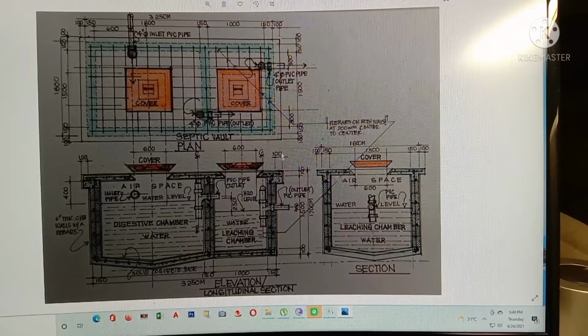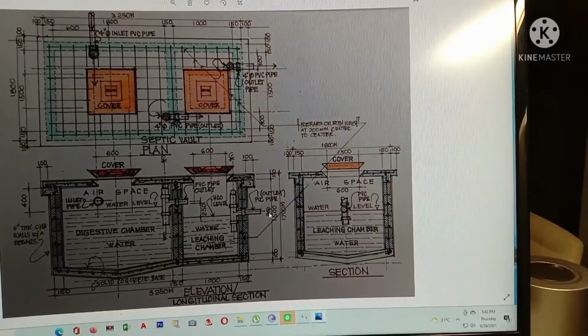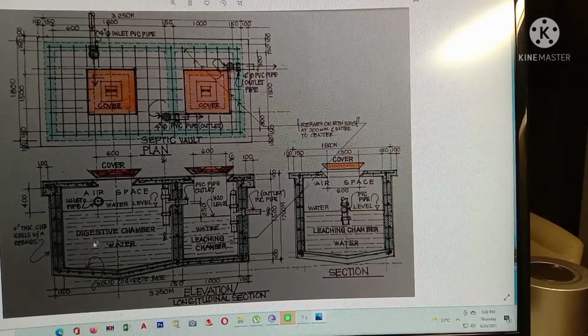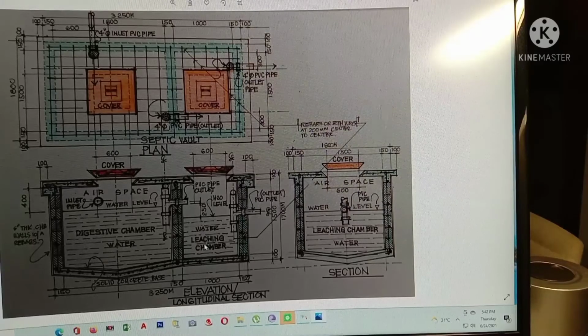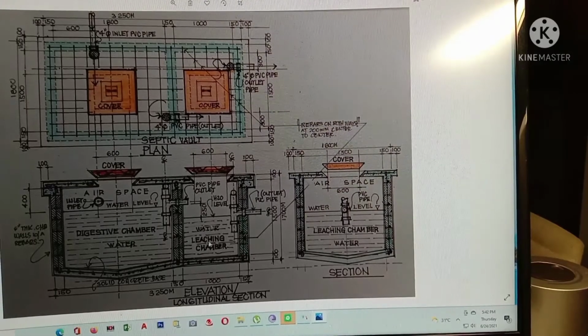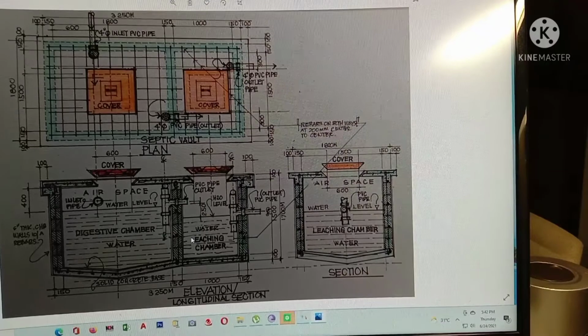Once this is pulled down, there is another pipe here at a certain level, about 250 lower than the outlet pipe from the digestive chamber. Then there is another inlet and outlet here. This outlet will help, as I said, from the leaching point, because the leaching point will keep on turning because of the velocity of the air and the volume.